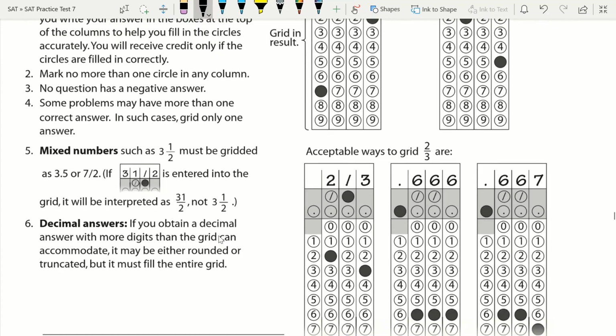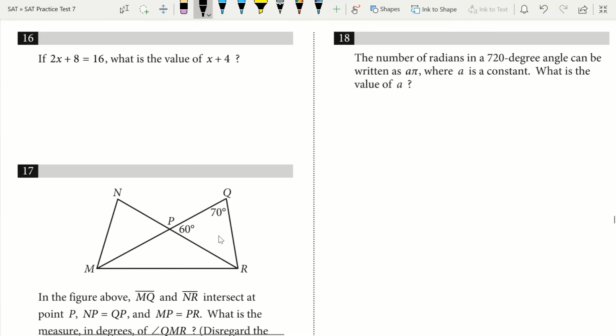All right, question 16. If 2x plus 8 equals 16, what's the value of x plus 4? I divide everything by 2. Now I'm going to get x plus 4 equals 8, so my answer is 8.